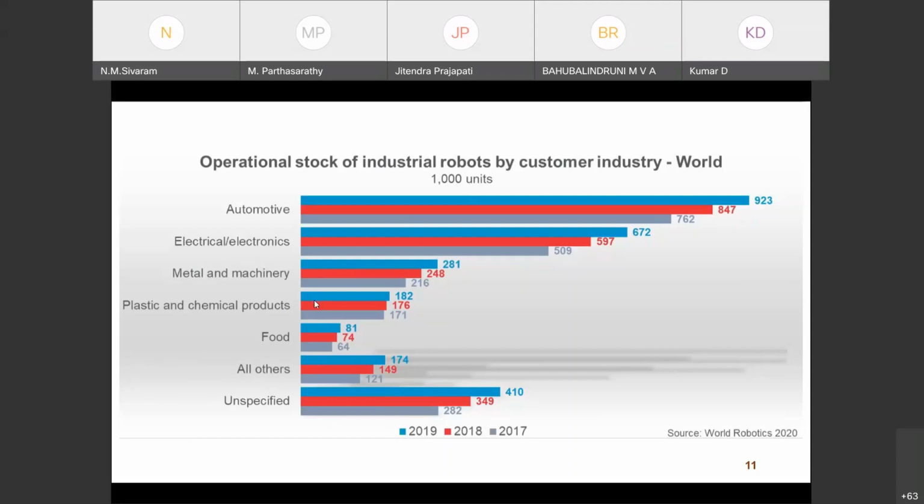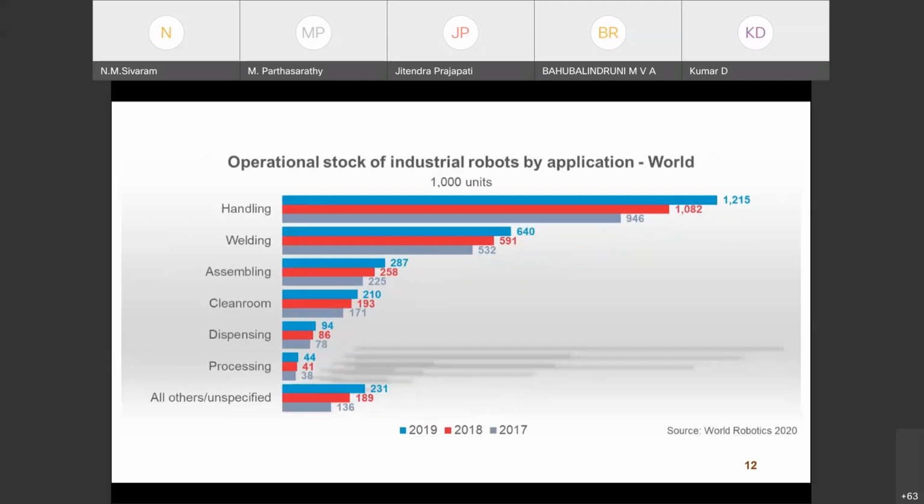Then metal and machinery, another important sector where mostly welding robots are used. Robots are used for painting purposes, especially in the automotive industry. Plastic and chemical product manufacturing, because chemical products sometimes are really hazardous. So you want to have a safe solution. You have to have lesser interaction of the human with the chemicals, so you go for a robot. And in the food industry and other industries, you can also see an increase in the usage of robots.